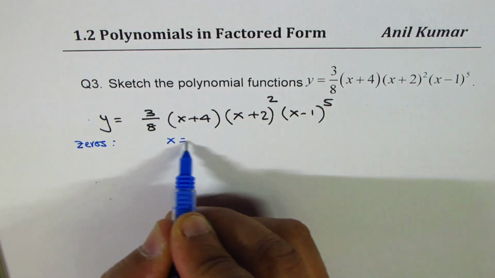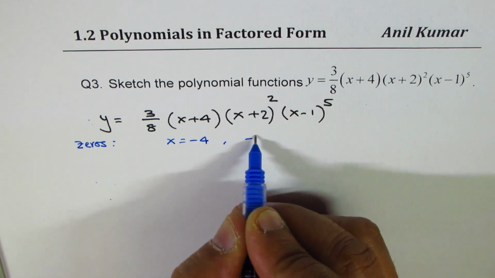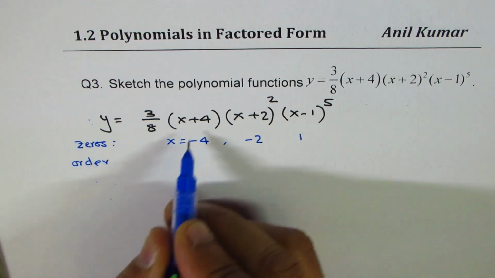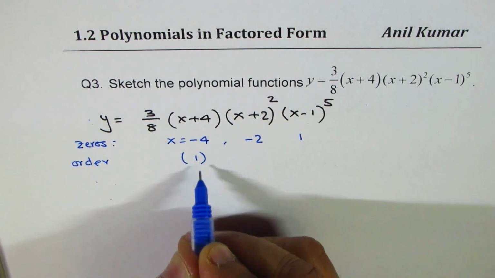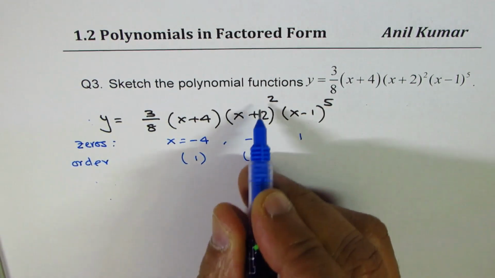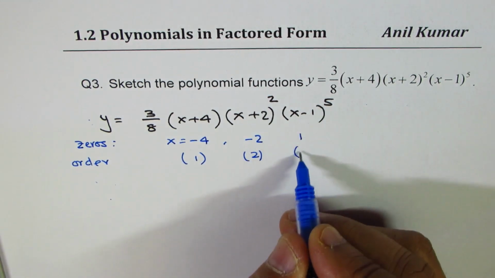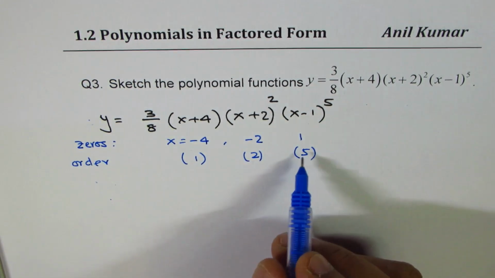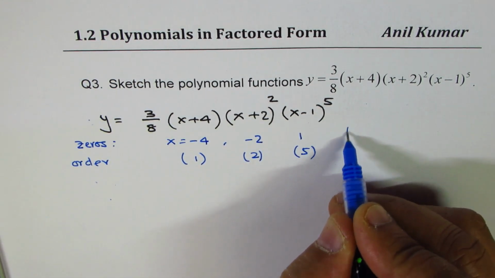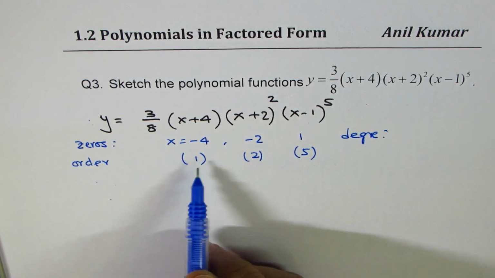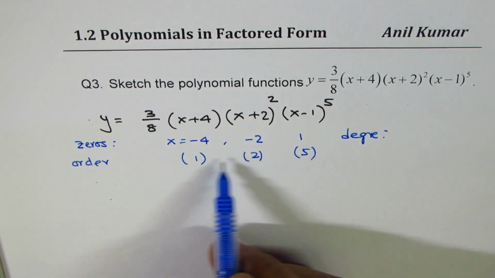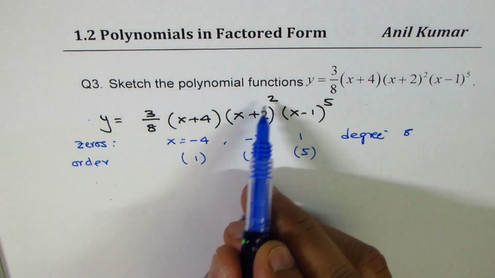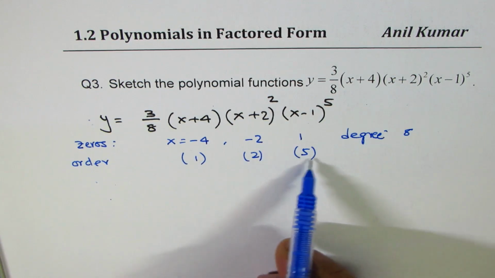Zeros are at x equals minus 4, at minus 2, and at plus 1. Now what is their order? Order of the first is 1, linear, this is 2, quadratic, and this is 5, right? Okay, so that gives you the total degree. So what is the degree of this function? You can add these orders: 5 plus 2, 7, and 1, 8. Here also 5 plus 2, 7 plus 1, 8. So that confirms that all this is correct.